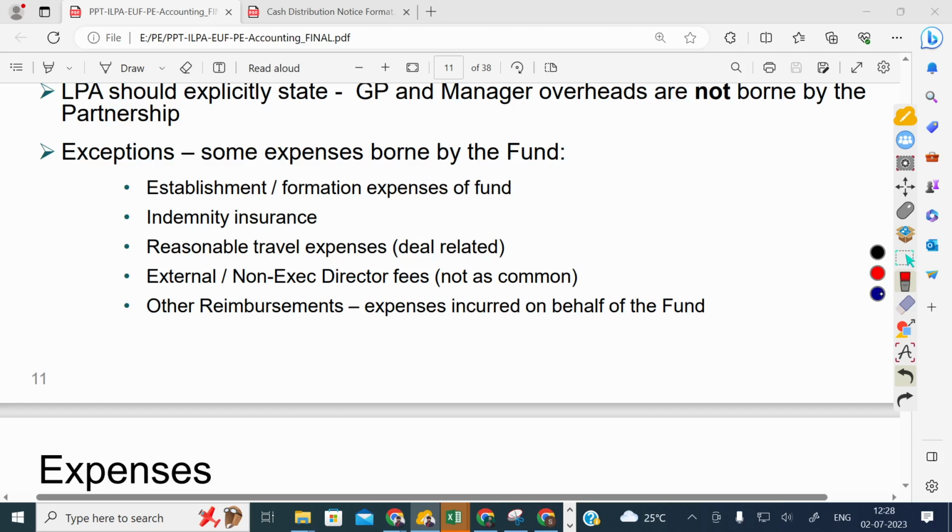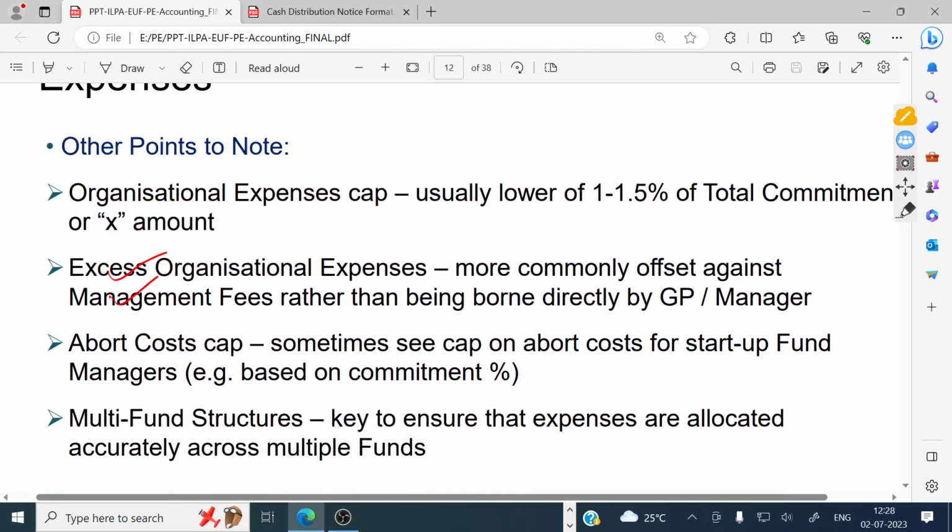See, those are normal expenses. If you see director fees, travel expenses, they all are the expenses which they consider as miscellaneous expenses and charge it to the partnership. Organizational expense cap usually lower of 1% of total commitment or X amount. Excess organizational expenses more commonly offset against management fees. Abort cost cap, sometimes you see a cap on abort cost for startup fund managers, based on commitment. Multi-fund structure key to ensure that the expenses are allocated accurately across multiple funds.